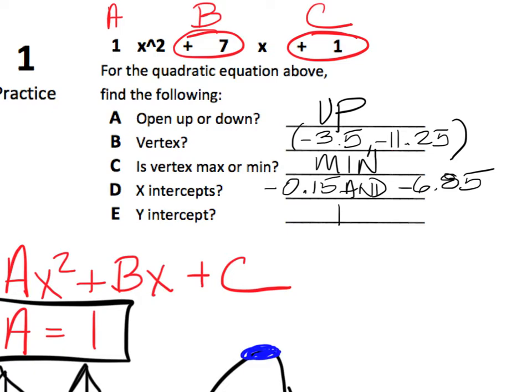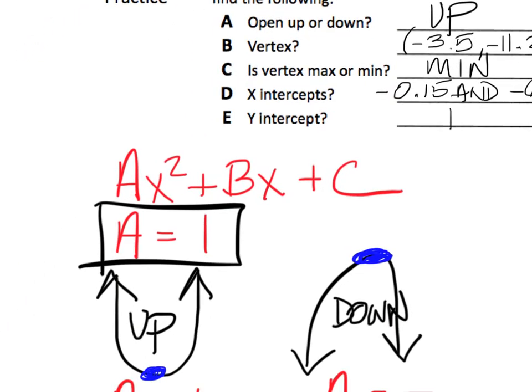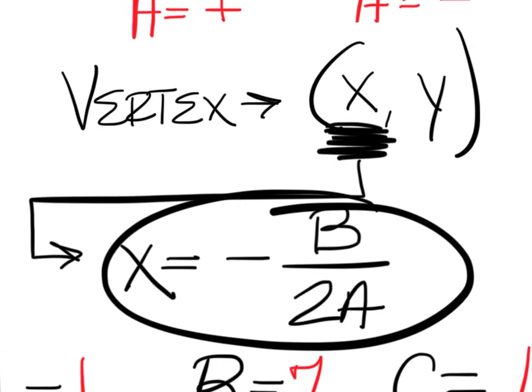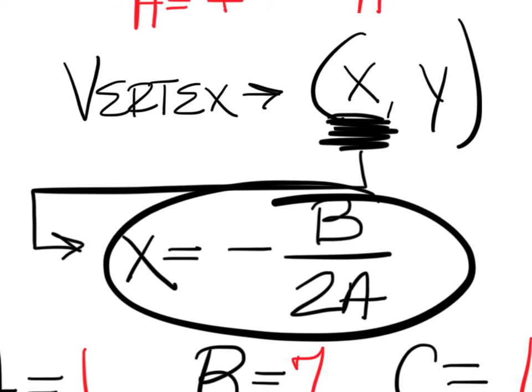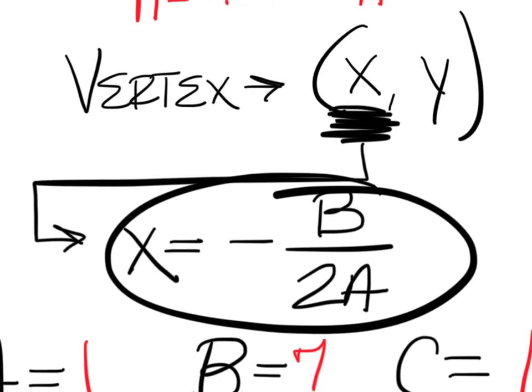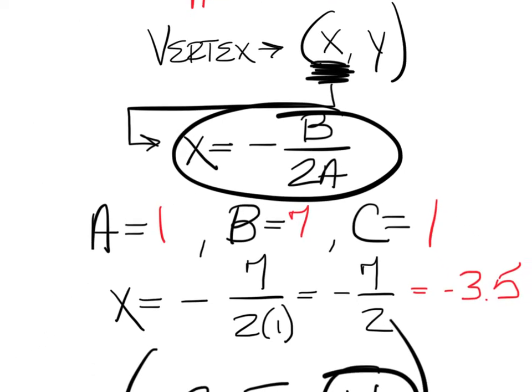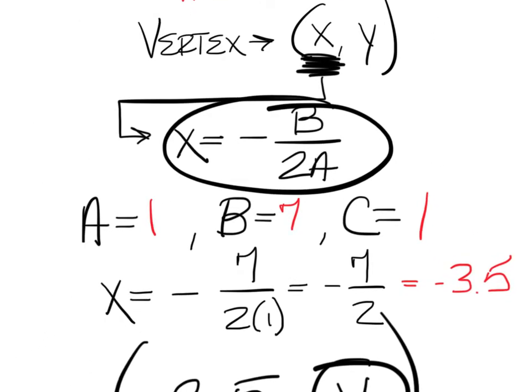The vertex. The vertex is negative 3.5 and negative 11.25. We found that down here, I believe. The vertex is a point, x, y. And the formula for finding the x value of that x, y point is x equals negative b over 2a. You must know what a, b, and c are. And it comes from ax squared plus bx plus c. You just take them out in order, including the signs.